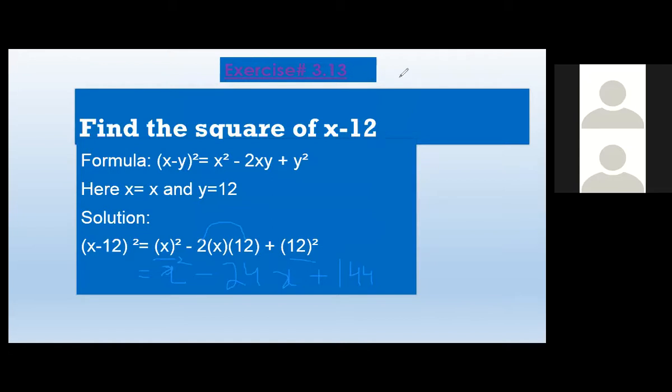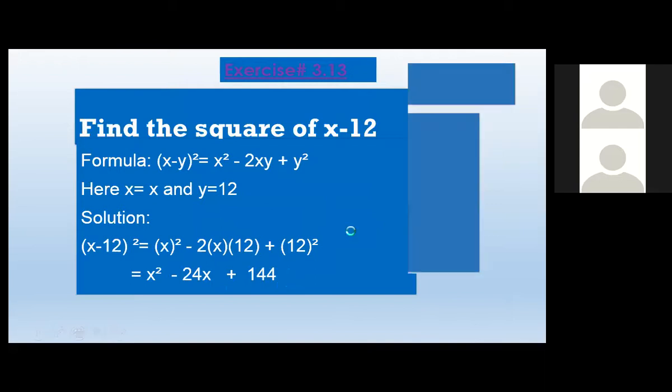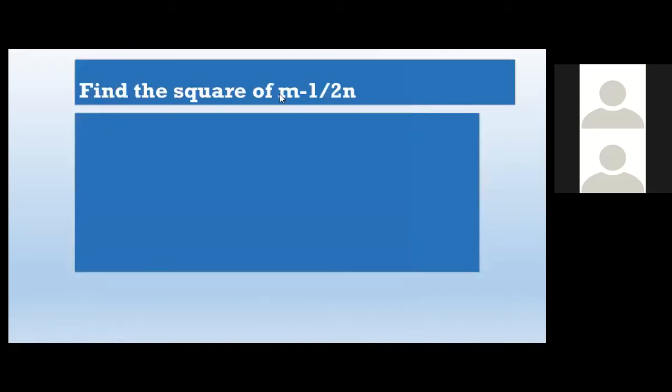I hope that this question is now clear to you. Okay? So in this way we can solve this question. We get 144. Now the next question is m minus 1 over 2n. M minus 1 over 2n. Okay. So how can we solve this question?